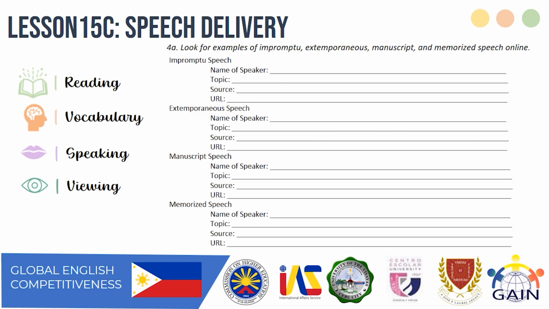Now we're down to our last activity for Lesson 15C. You're going to look for examples of impromptu, extemporaneous, manuscript, and memorized speech online. List down the name of the speaker, topic, source, and URL for each. Pause the video and start working on this activity.